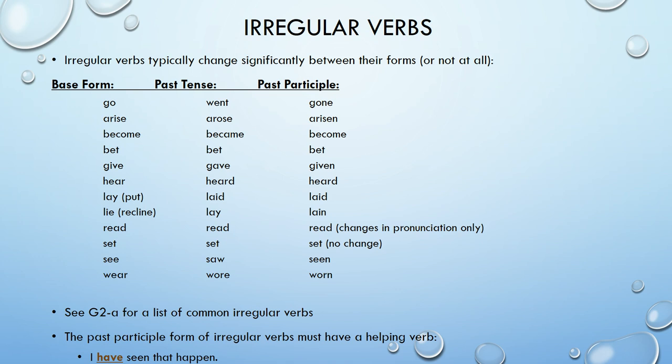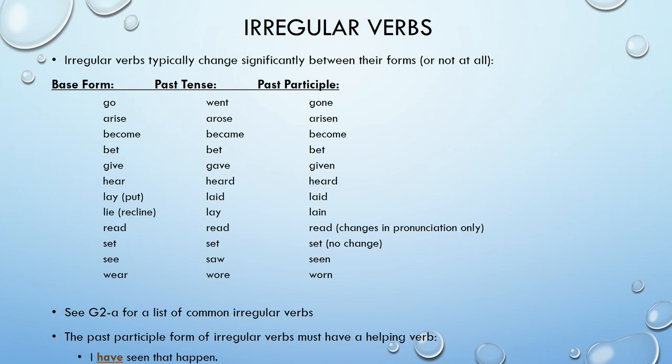So we have just a short list here. Go as the base form becomes went, past tense, and past participle would be gone or have gone. So I go to the store, I went to the store, I have gone to the store. And some of them don't change at all. So you've got bet, that stays bet, and becomes have bet. So that one doesn't change at all between the base form, past tense, and past participle.